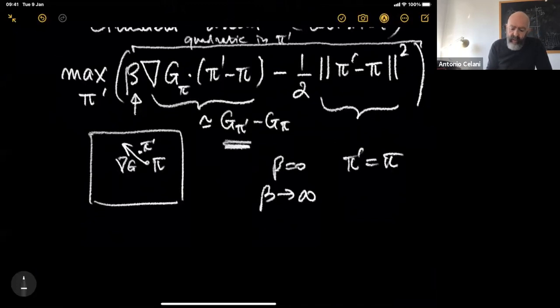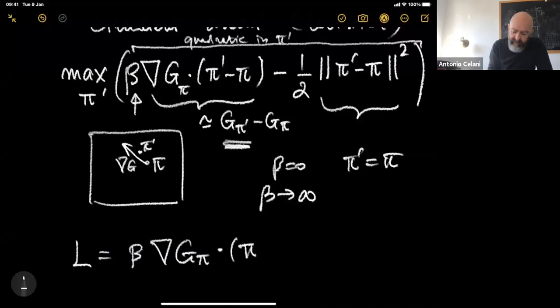So if we do that, let's introduce an object which we can call the Lagrangian, which is just this: beta, grad g of pi times pi prime minus pi, minus one half.